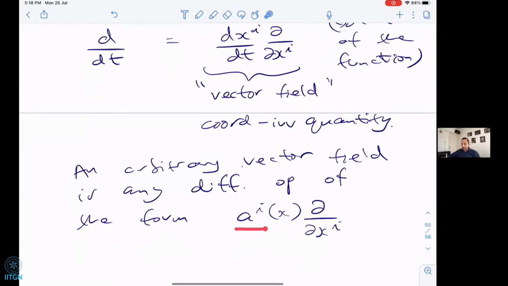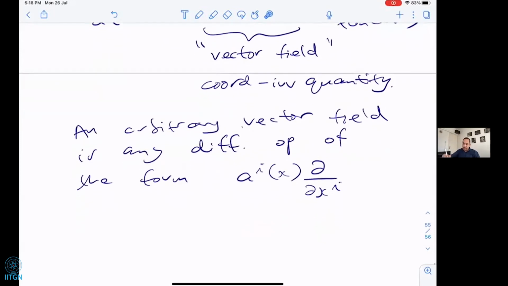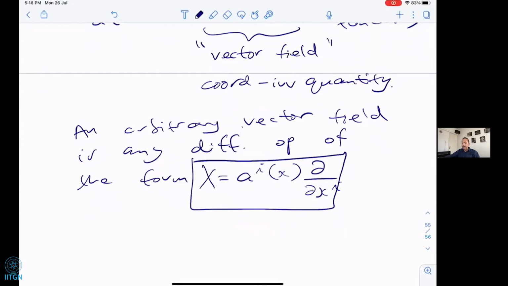Well, first of all, given this ai of x, I can always reconstruct the path. What should I do? ai of x at a particular point, I'll write it as dxi by dt and draw the path for which that value of ai is the tangent vector to an infinitesimal amount. Then I'll go to the next closest point, and it's basically like integrating a function. So the path will be like an integral curve of this set of functions. So we'll call this, our notation will be that X equals ai of x d by dxi is a general, arbitrary vector field.